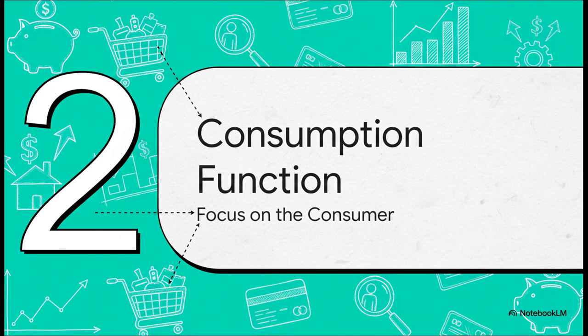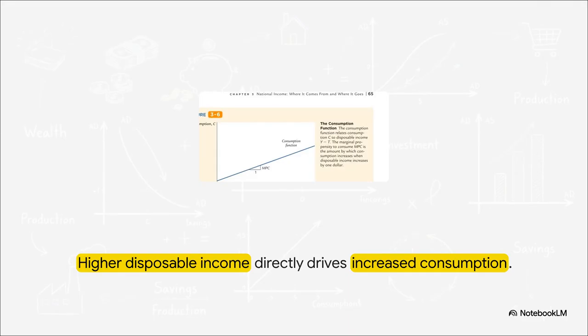Moving right along to Section 2, the consumption function. Now, what's really fascinating here is how Mankiw's graph beautifully visualizes a core economic truth. Higher disposable income directly drives a mathematically predictable increase in consumption. See that upward sloping blue line? That's the consumption function in action. As your disposable income grows along that horizontal axis, your consumption on the vertical axis just rises steadily right along with it.